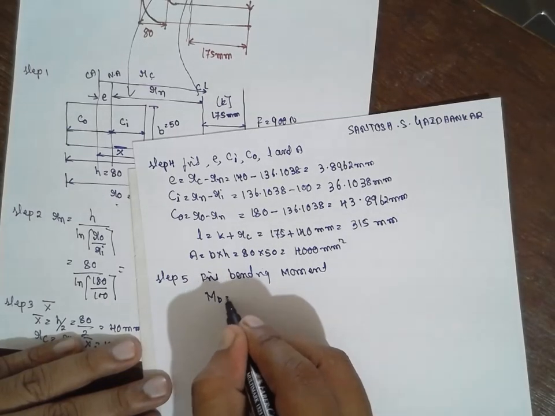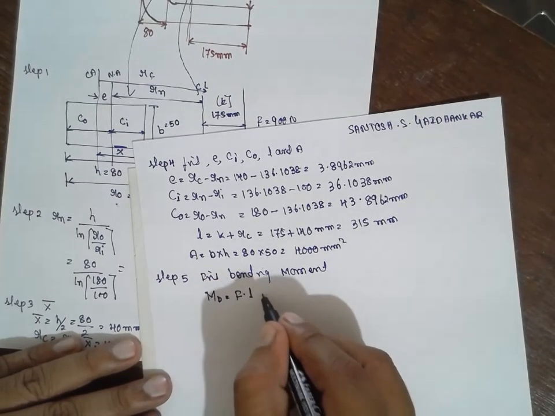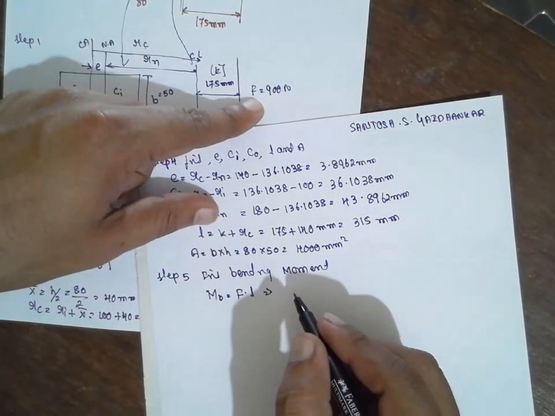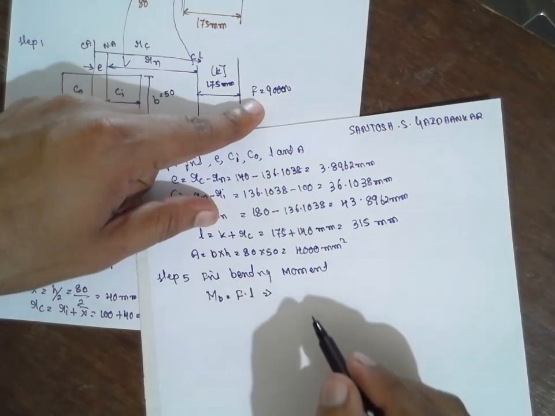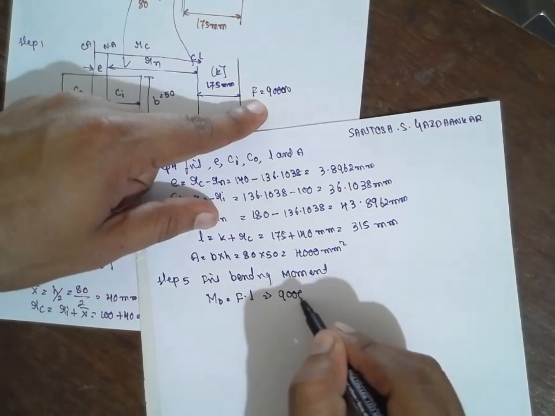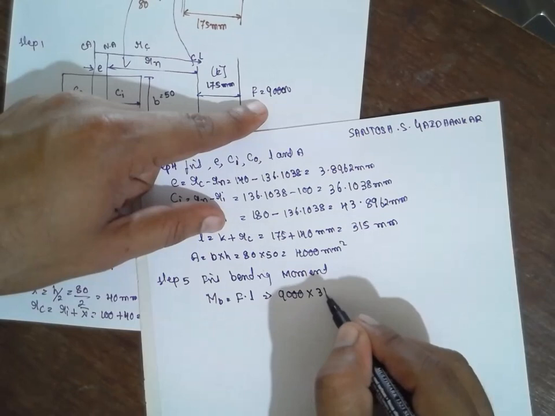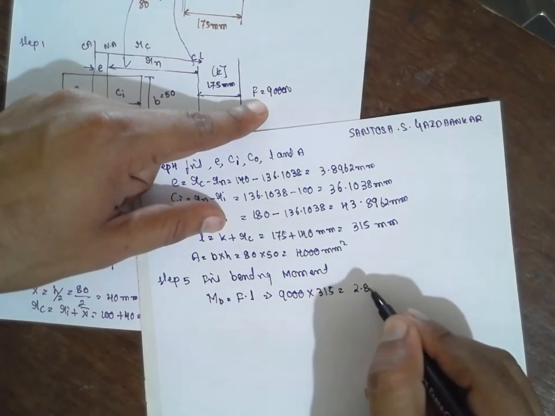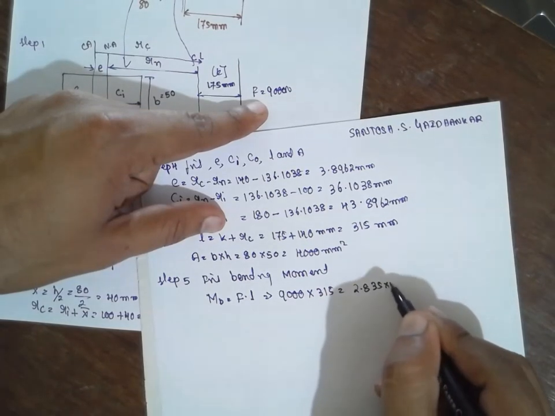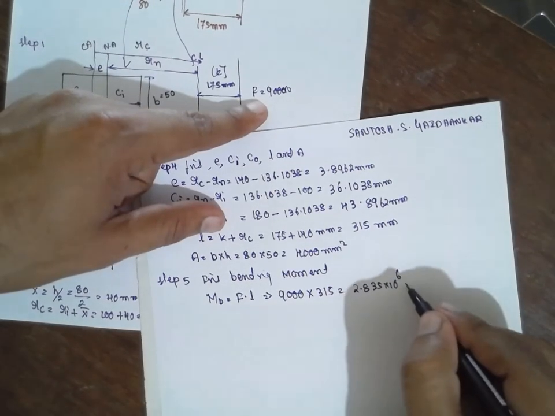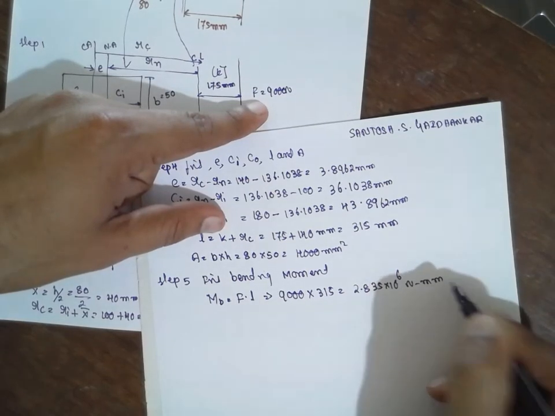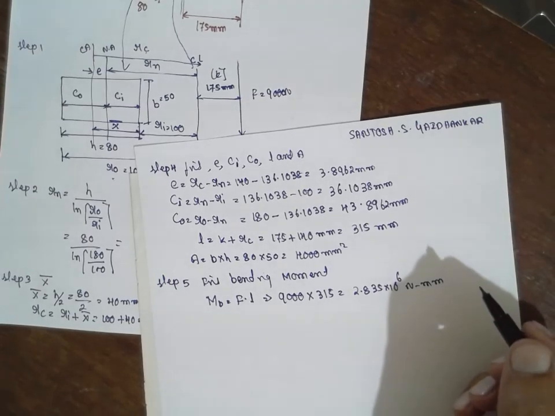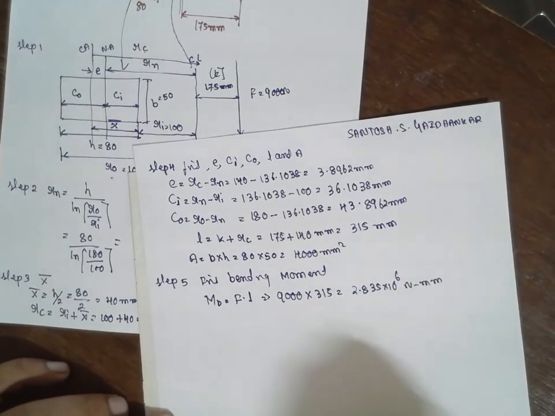Formula: MB is equal to F into L. What is F? F is already given, 9000 newton. 9000 into L, 315. The answer will be 2.835 into 10^6 newton mm. That is the answer.